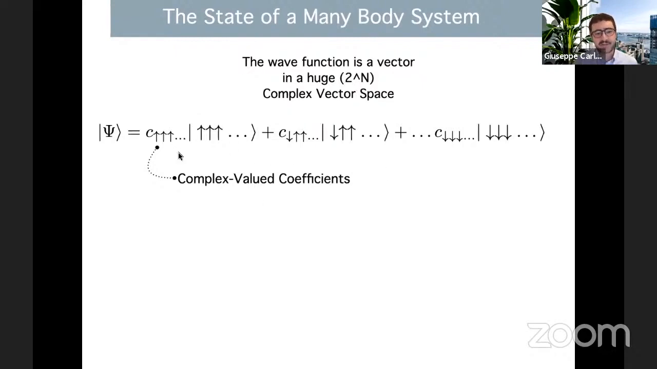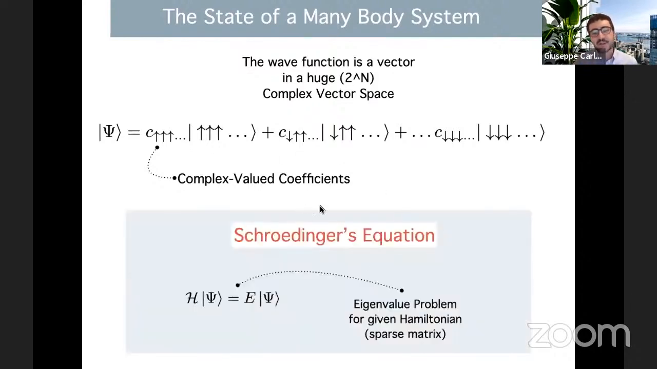Because of this complexity, and because in principle you need to specify all of these coefficients if you want to compute all physical properties, solving the Schrödinger equation, as Gabor was alluding to, is a very hard problem and can typically be solved for large systems only in an approximate way. Even though what we are really after are typically, not always, but typically, only the lowest eigenvalue of the Hamiltonian operator, which for all purposes, and for the remainder of my talk, will be a sparse local operator defined on these 2 to the n times 2 to the n vectors.